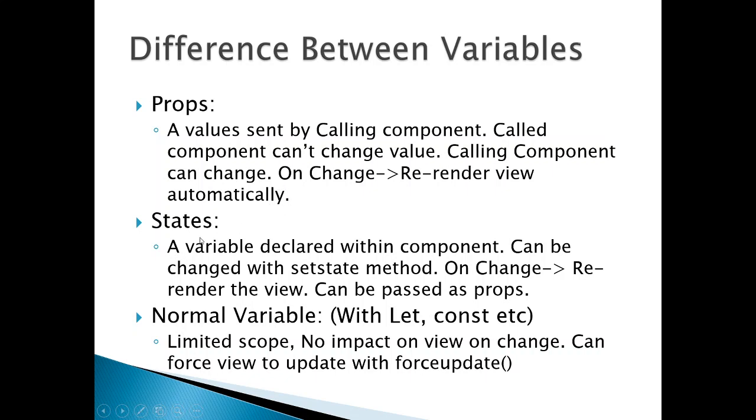The second thing is the state. It is basically the internal variable of a component, and any change of value of a state variable will re-render the view. You can pass these state variables as props to other components also. The third thing is your normal variable, that you declare with let, const, etc. The scope is limited, with no impact on the view, but you can force the view to update with the forceUpdate function. The forceUpdate function will re-render the component. So you have three types of variables within the React ecosystem.